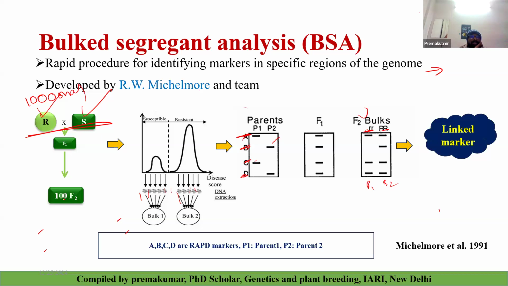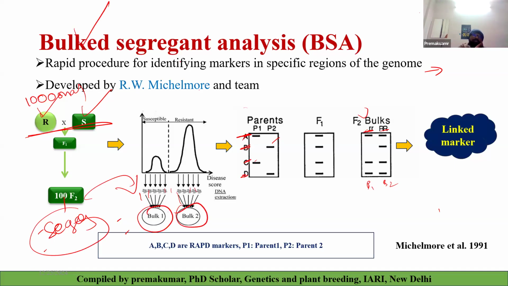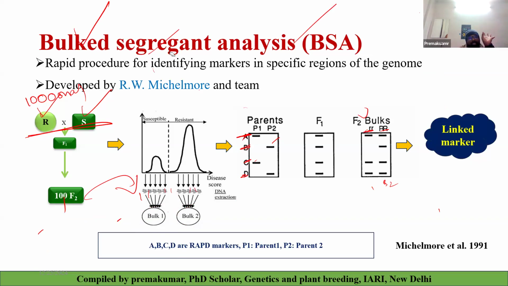You are using a segregating population. From the segregating population, you bulk the extremes and do your molecular marker analysis. Then you do mapping. This is a simple procedure developed by Michelmore et al. Now you got what bulk segregant analysis is?